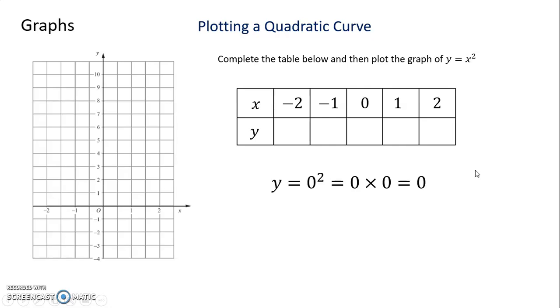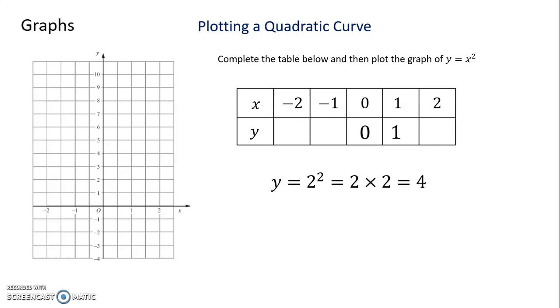So first of all, y equals 0 squared. That's 0 multiplied by 0, which is 0. So I know when x is 0, y is 0. Now, when x is 1, y equals 1 squared, which is 1 multiplied by 1, which is 1.